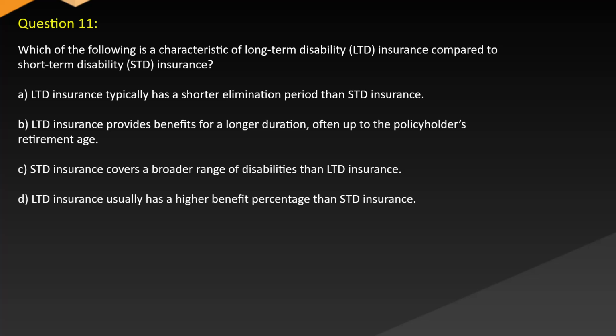Question 11. Which of the following is a characteristic of long-term disability (LTD) insurance compared to short-term disability (STD) insurance? A. LTD insurance typically has a shorter elimination period than STD insurance, but LTD insurance provides benefits for a longer duration, often up to the policyholder's retirement age. C. STD insurance covers a broader range of disabilities than LTD insurance. D. LTD insurance usually has a higher benefit percentage than STD insurance.